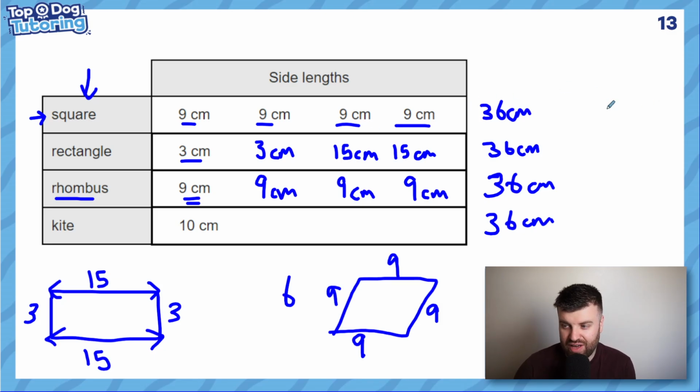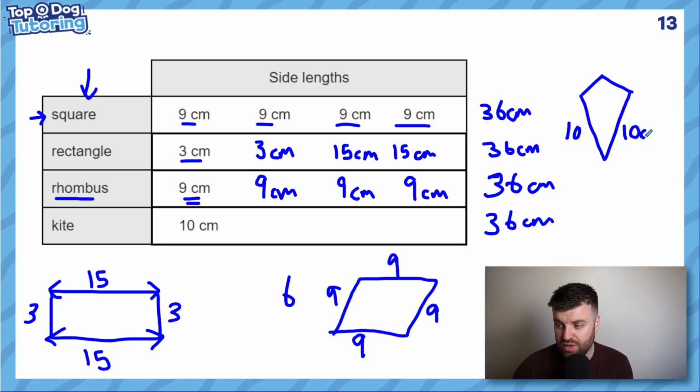Now, what about a kite? Again, if you know your properties of a kite, you're going to find this simpler. We have a 10 centimeter, and for a kite, we have two pairs the same length, but they're not opposite anymore. They actually touch each other. So the two lengths here are 10 centimeters and then another 10 centimeters. That gives us 20 in total. How many more do we need to make 36? That's going to be 16 split between two sides. So each side here is going to be 8 and 8 to make our kite. And we can actually fill this in.